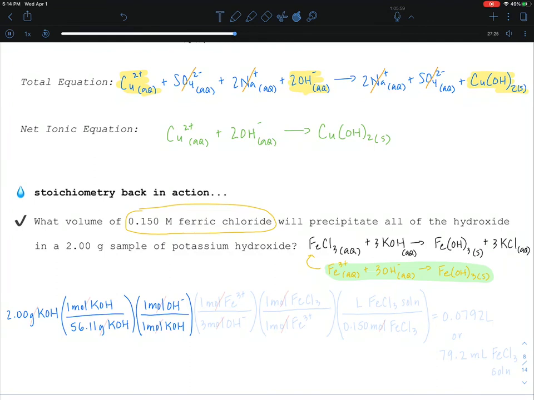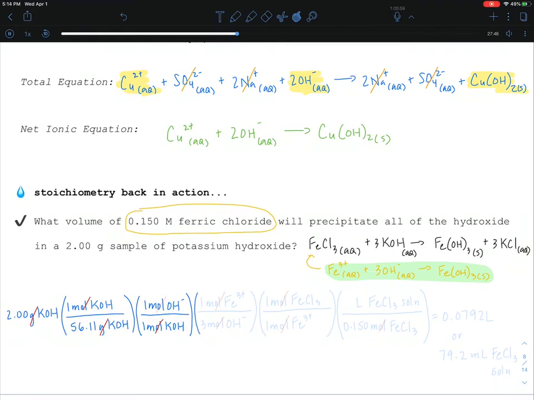So what's going on here? My grams of potassium hydroxide are going to go away. Moles of potassium hydroxide are going to go away. And I'm left with just moles of hydroxide. Those moles of hydroxide are going to react. See the net ionic equation there? 3 moles of those things.